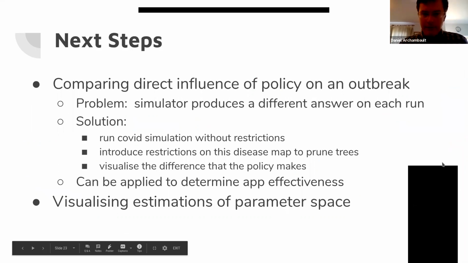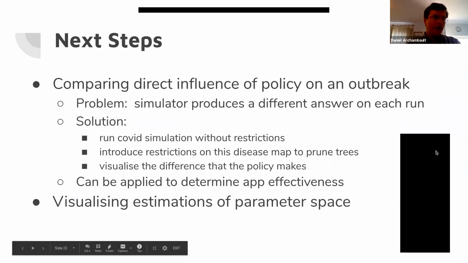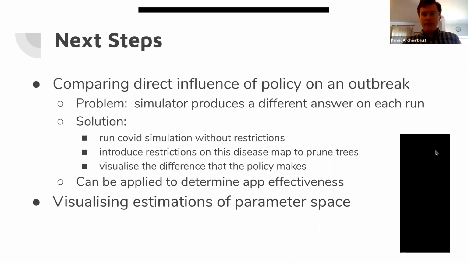So what are the next steps? One of the really good things about our current model is it's very, very realistic. But one of the unfortunate things is each time you run the simulator, you get a different answer. And the reason for this is there's a fair bit of randomness in the simulation. It turns out that a lot of our policy people want to see, if I applied this policy to this infection map, what would be the difference? And it's kind of hard to do that with all of the random seeds.